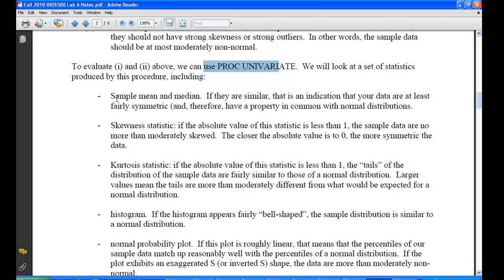Basically, run proc univariate for the variable in question, the variable from which you're going to calculate a confidence interval, and look at the sample mean and the median to start off with. If those are reasonably similar, that's an indication that your data are fairly symmetric, and therefore they have that in common with a normal distribution: symmetry. That's not enough, though. You've got to look at more tools, because assessing this normality assumption can be a tricky thing. So there are several more things to look at.